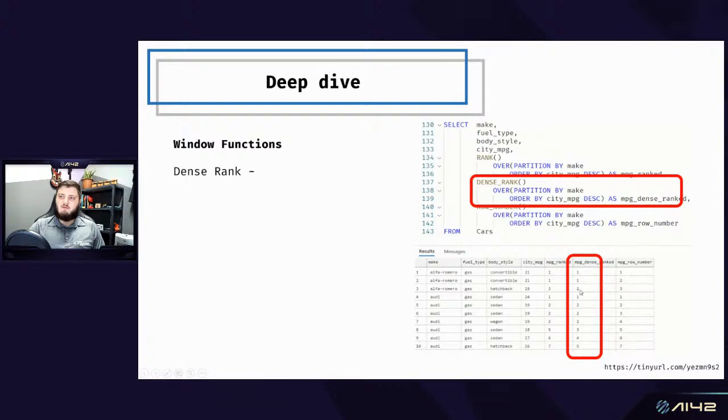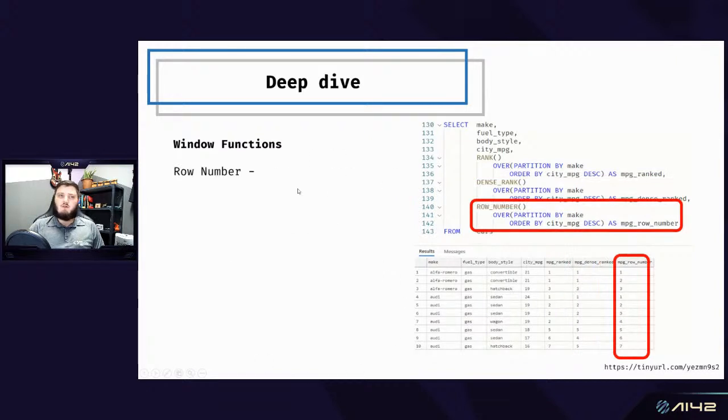It is now in second place. When the rank, it was third place. And if you look at Audi, it's 1, 2, 2, 2, 2, 3, 4, 5. So depending on how you want your data outcome to be represented, there's a lot of different functions that we can use. So the last one that I want to show is just a row number.